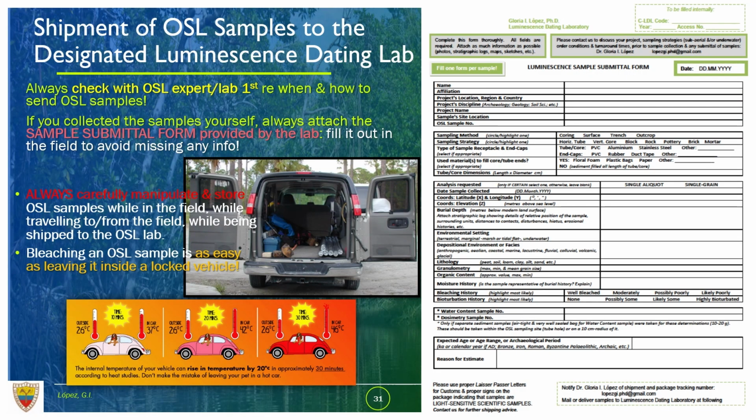Once you have all your samples ready to be shipped, make sure you have all the information required by your OSL expert or your OSL lab, because there's a lot of little details that we need to know in order to correctly calculate the age. So many labs now have a sample submittal form that details everything that we need to know for a proper OSL calculation. Make sure to fill it out in the field, not once you finish your field work, because there's a lot of detail here that is crucial for us. So make sure you do it correctly and always ask your OSL person.